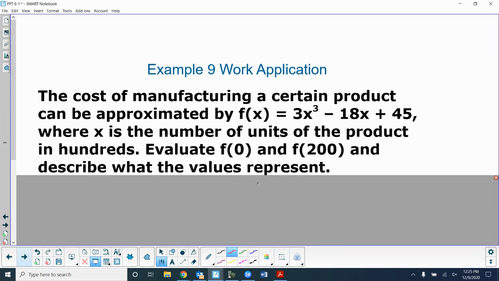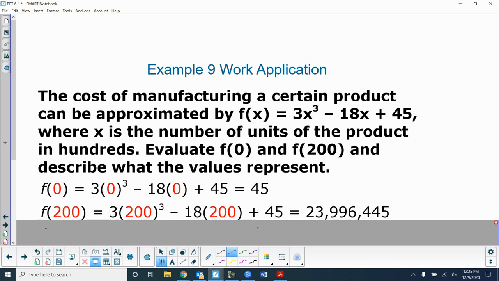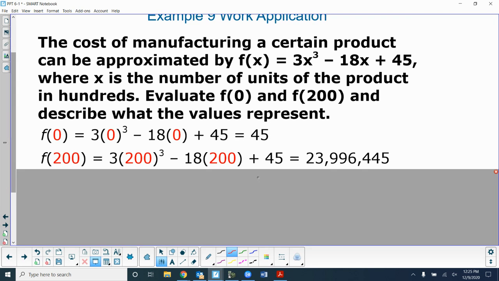Okay. What about this problem? The cost of manufacturing a certain product can be approximated by that function. X is the number of units of the product in hundreds. So evaluate f of 0 and f of 200 and describe what the values represent. So when it says f of 0 and f of 200, what am I supposed to do? Just plug them in, right? Okay, so what do these numbers describe, what's going on here, what that represents?